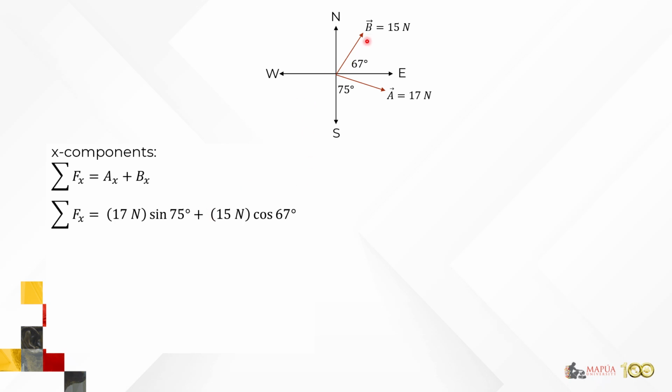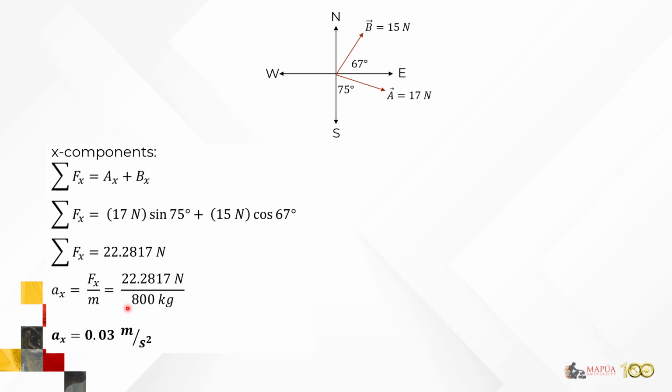However, for vector B, notice that our horizontal component here is the adjacent side of theta. So here we're going to use 15 newtons times cosine 67. Then evaluating, the sum of the x components should be 22.2817 newtons. Remember, we are asked to solve for the acceleration. Acceleration is equal to force over mass, and you should get an answer of 0.03 meters per second squared. So I hope that's clear.